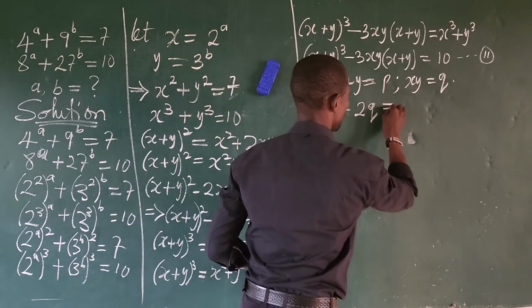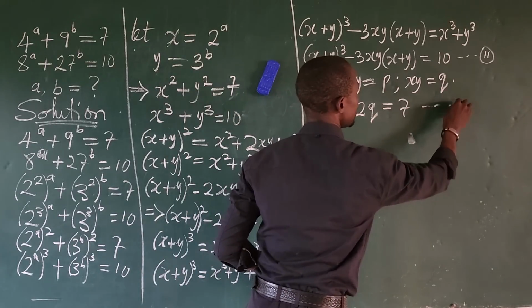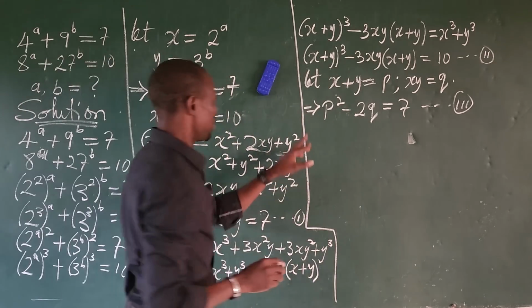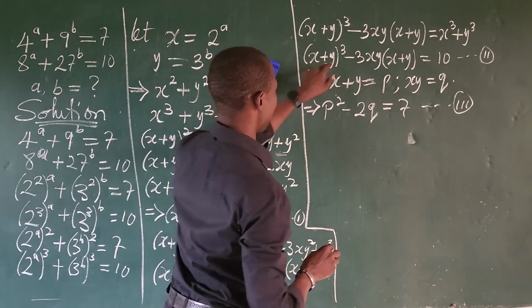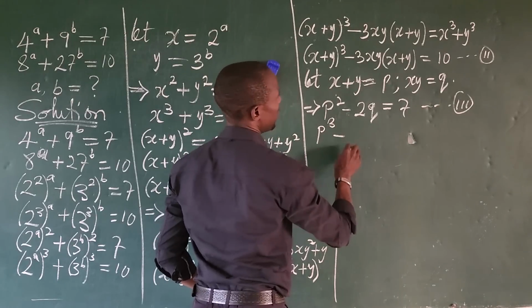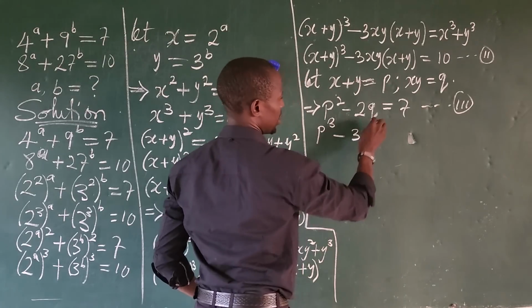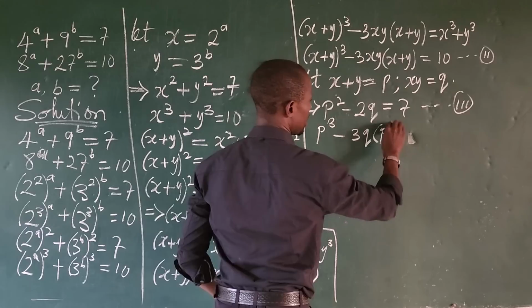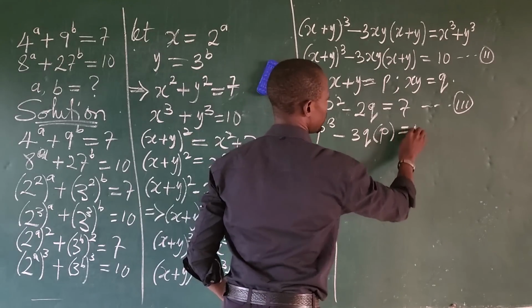Everything here is equal to 7. Let's give this equation 3. Then we can now rewrite this. If we rewrite this, this will now give us p to the power of 3 minus 3q, into p close bracket, equal to 10.